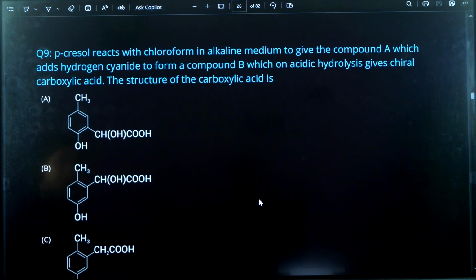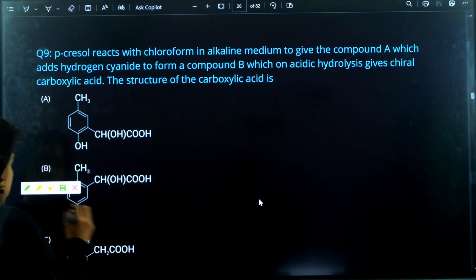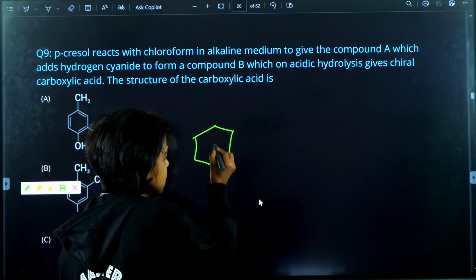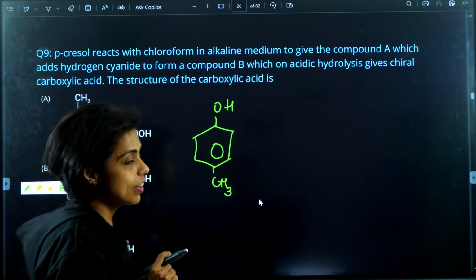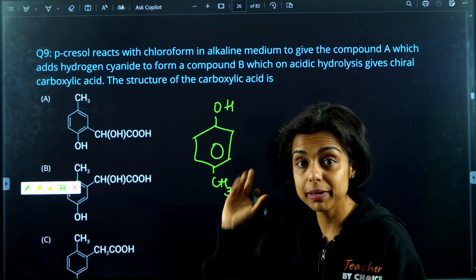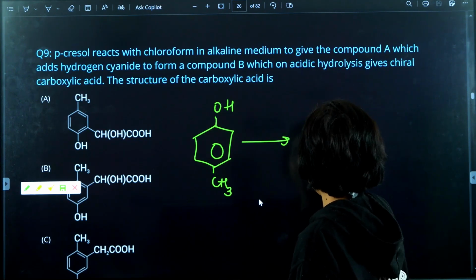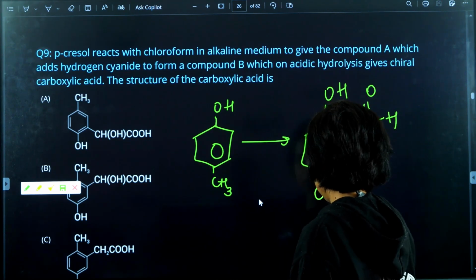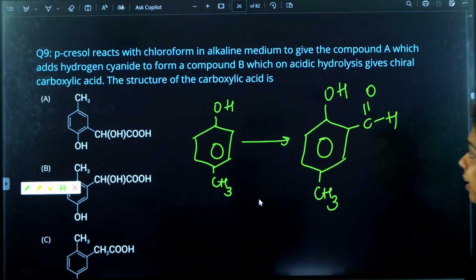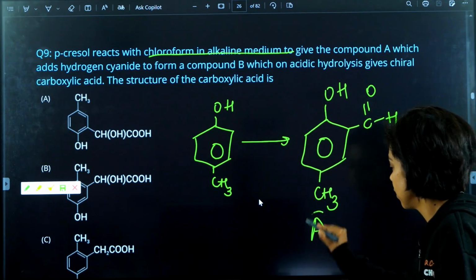Okay, paracresol reacts with chloroform in alkaline medium to give a compound A. So what is our paracresol? Let's make the paracresol. The paracresol, guys, is this, right? Now the reaction with chloroform in alkaline medium is the famous name reaction that you should know, Reimer-Tiemann reaction. After the Reimer-Tiemann reaction, I will get CHO at the ortho position to that of the alcohol. So this is the product after the Reimer-Tiemann reaction, chloroform in alkaline medium. This is my compound A.